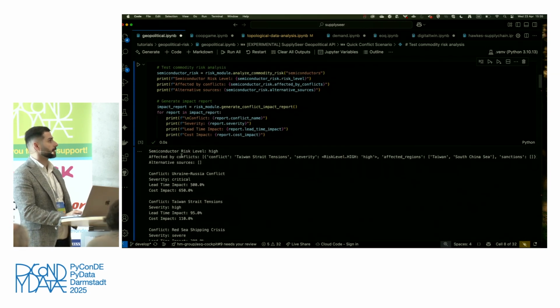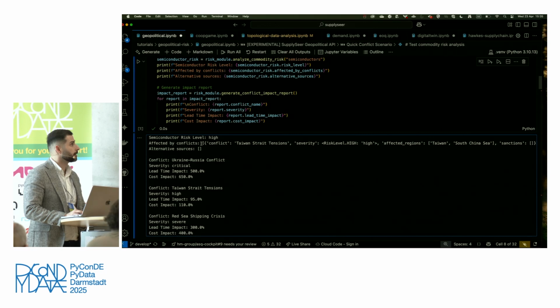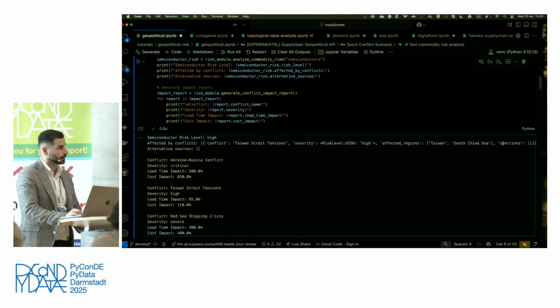And it tells us the semiconductor risk level is high. And the conflicts, affected by conflicts: Taiwan Strait tensions, severity level high. Affected regions: Taiwan, South China Sea, no sanctions. Of course, no sanctions because TSMC is supplying US and Europe.